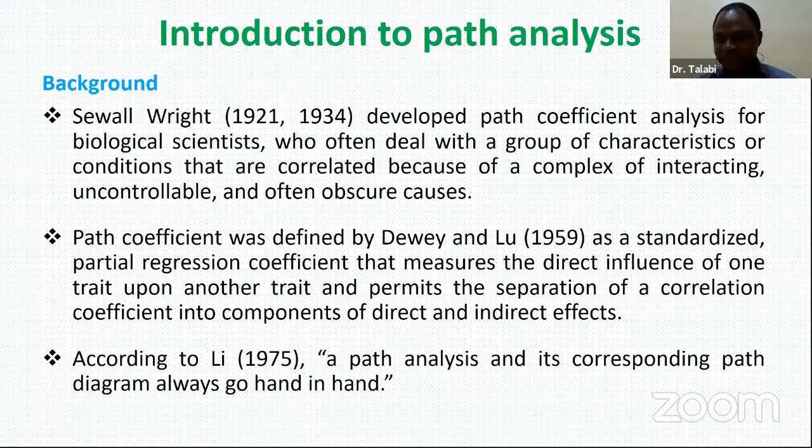Then Dewey and Lu in 1959 also explained, and they defined path analysis, path coefficients rather, as the standardized partial regression coefficients. So the standardized B values from your regression analysis give you the direct effect of a particular trait on another. Now, one good thing about path analysis is that after your analysis, you want to present your results in a diagram. Most times the analysis and the diagram go hand in hand. You don't present a path analysis without a diagram. So as I continue in the presentation, you will see a sample diagram that I want to use to explain what I'm talking about here.